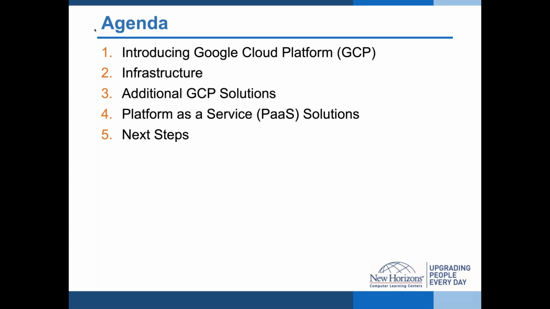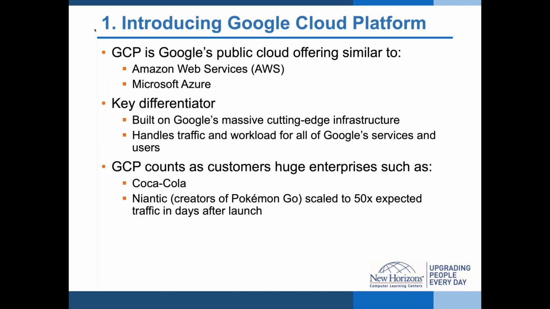GCP is Google's public cloud offering. It's similar to AWS, Azure, and a lot of other vendors have their own versions of that. There's DigitalOcean, and VMware I know is doing it for a while. I don't know if they're still doing it. But these are the big 3: GCP or Google, Amazon Web Services, of course, and then Microsoft.